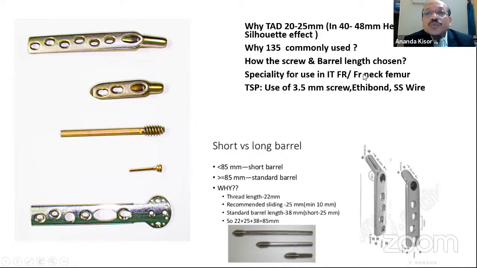Now, why the screw and barrel length? Because the thread length used is 22 millimeter, and then there is the barrel length. There are two types of barrel length: a 38 millimeter long barrel, and a 25 millimeter short one. If it is a long barrel, then 38 plus 22, with allowable compression of 25, so 85 millimeter will come. So if the screw is less than 80, we should use the short barrel. Otherwise, if it is a long barrel, it should be used.